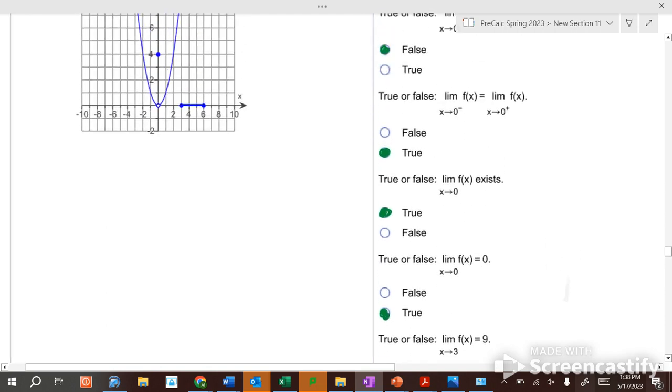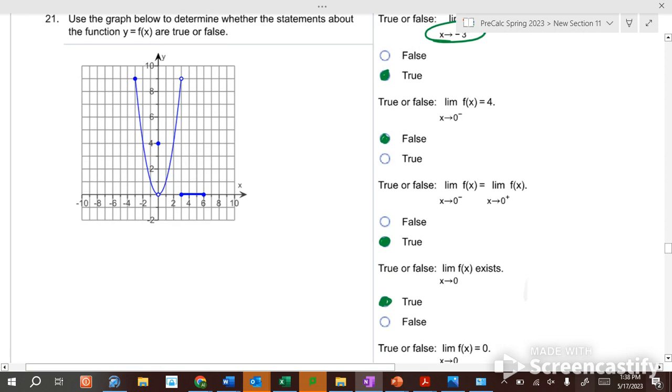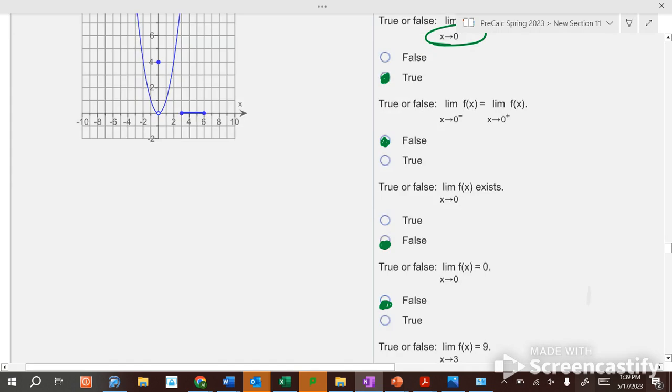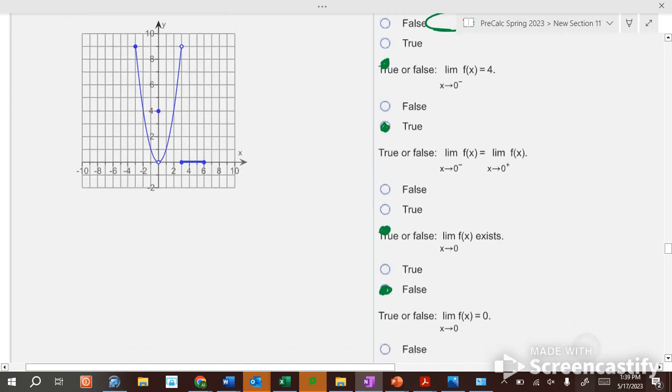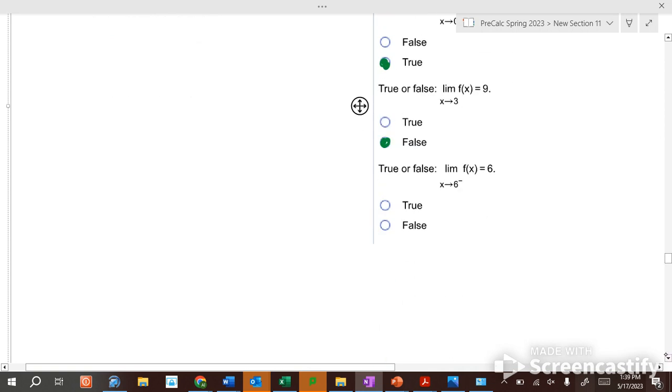As we go towards 3, it's 9. No, that is false. Because as we go towards 3 from the left, it goes up there. As we go towards 3 from the right, we're down here. So it goes towards 9 and it goes towards 0. So if it has 2 different limits, now look what I did. I screwed that up. Oh well. It is false.